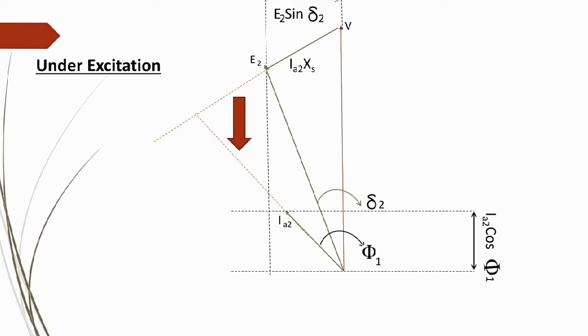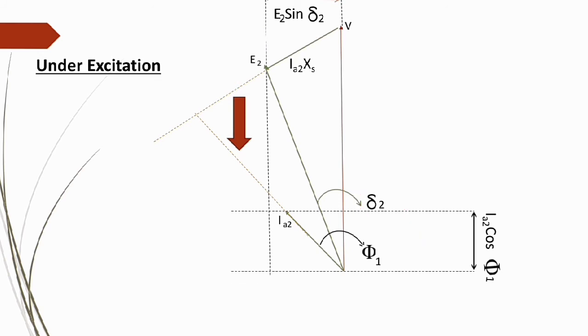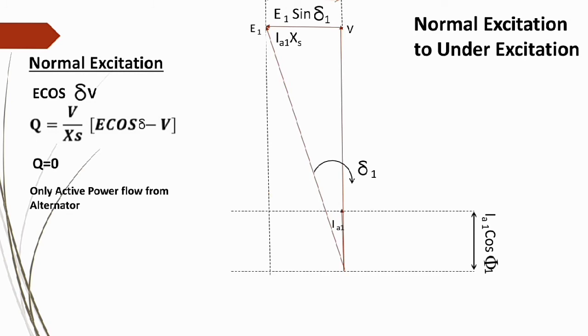The value of del increases, the load angle increases. In the previous case, when we went from the normal excitation to over excitation, that value of del decreased. In this case, when we come from the normal excitation to under excitation, the load angle increases. The power factor also increases here. In the previous section you see the value of power factor is 0, so here the power factor increases.